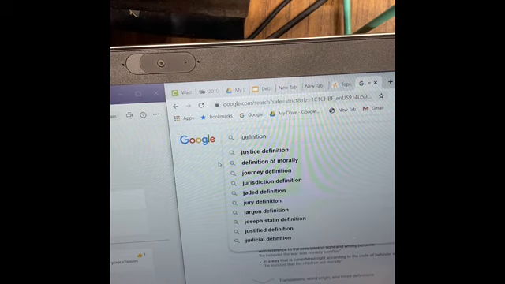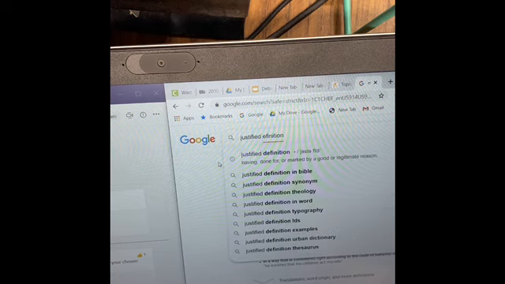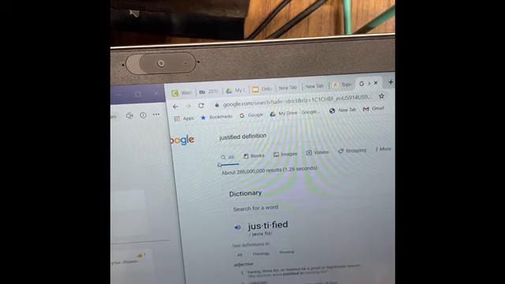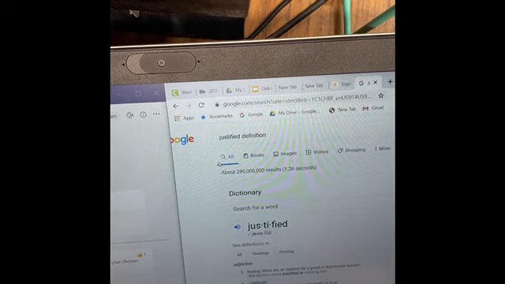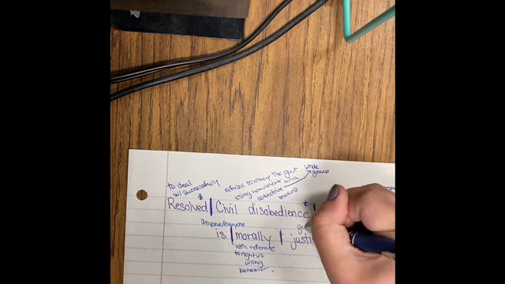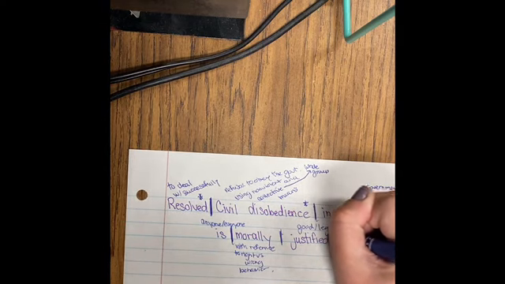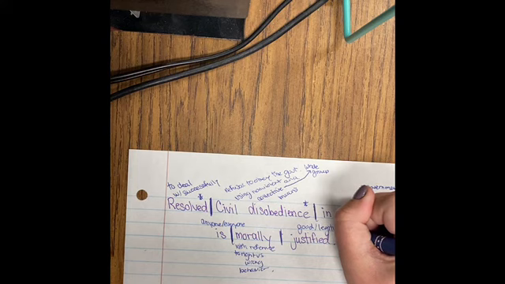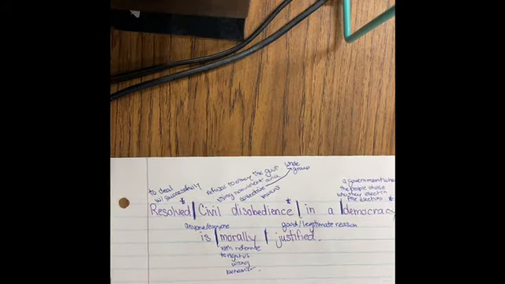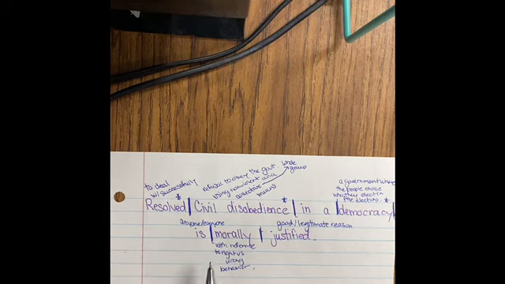Okay? And then the last word that we need to look up is justified. The definition for justified is having done for or marked by a good or legitimate reason. Okay? So we're just going to write good or legitimate reason.